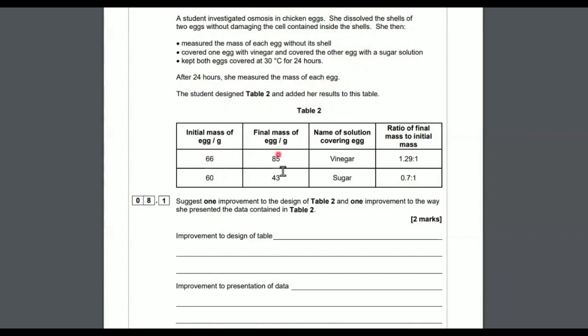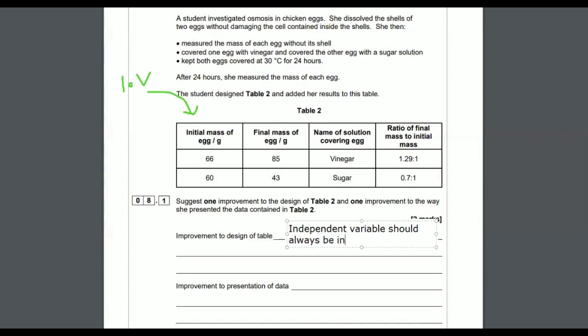So just one improvement to the design of table 2 and one improvement to the way she presented the data in table 2. So what's one improvement? Well, what she hasn't included here is what she changed, called the independent variable. And you would normally put the independent variable in the first column. So she said that she changed vinegar or sugar. So the name of the solution covering the egg.